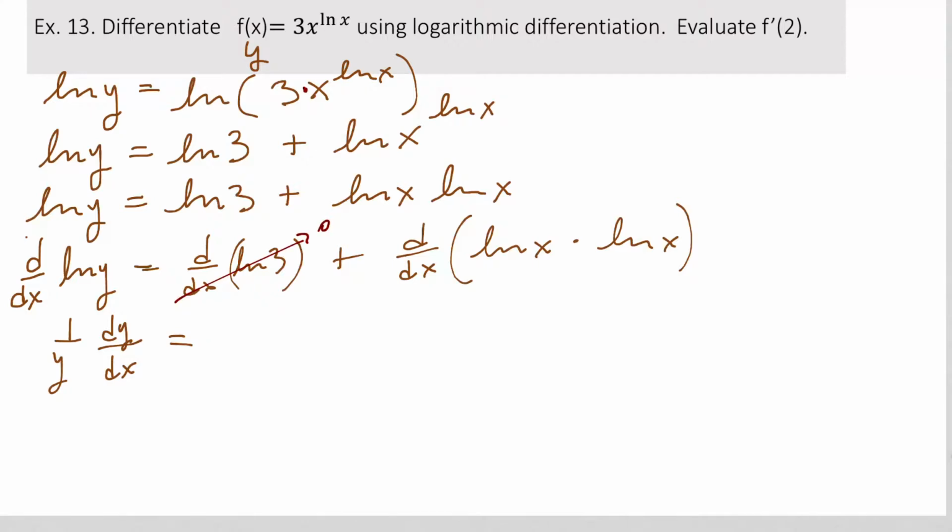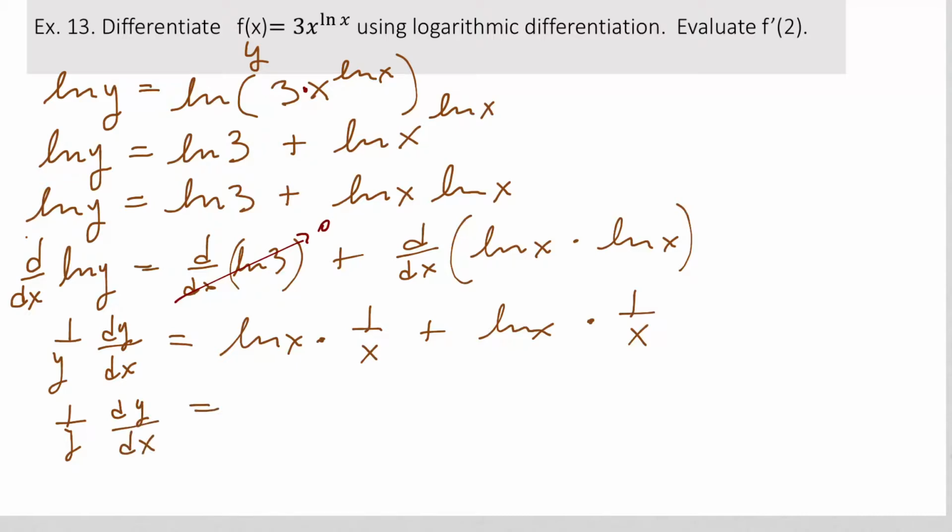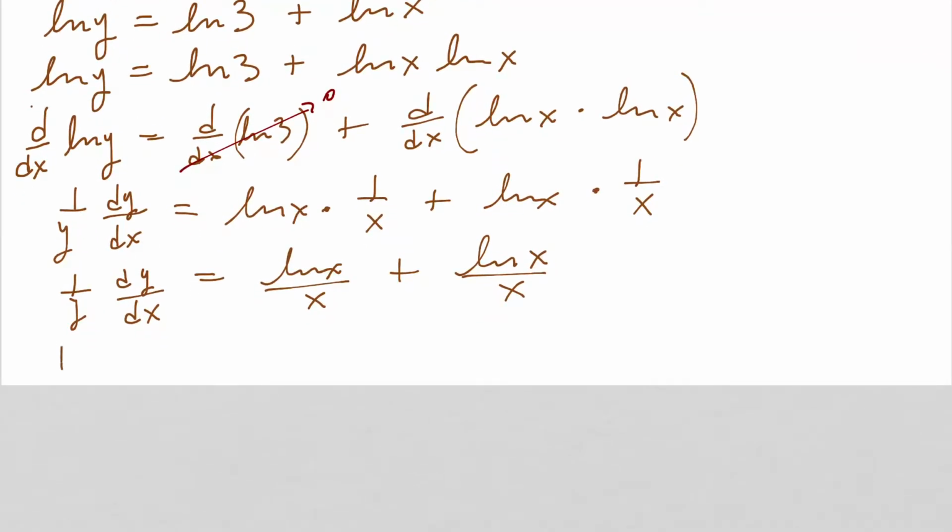So now I've got to use the product rule. So I've got the first times the derivative of the second plus the second times the derivative of the first. So that's 1 over y dy dx is equal to ln of x over x plus ln of x over x. So that's two of those. So 1 over y dy dx is 2 ln of x over x.